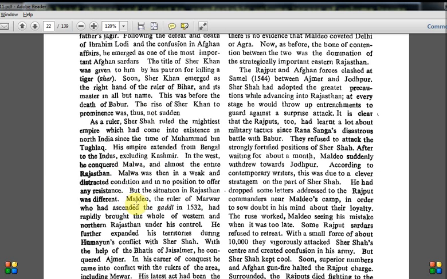Maldeo, the ruler of Marwar, who had ascended the Gaddi, the throne, in 1532, had rapidly brought the whole of western and northern Rajasthan under his control. He further expanded his territories during Humayun's conflict with Sher Shah. With the help of the Bhatis of Jaisalmer, he conquered Ajmer. So a new character, Maldeo, you should know, is the ruler of that time in the Marwar region, that is the Rajasthan region.